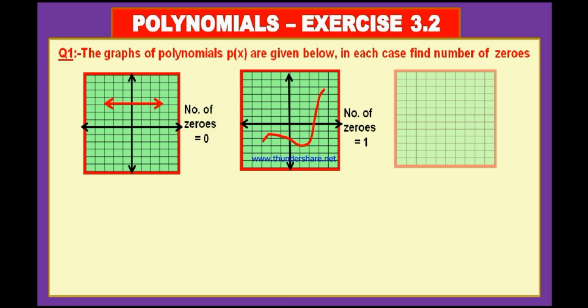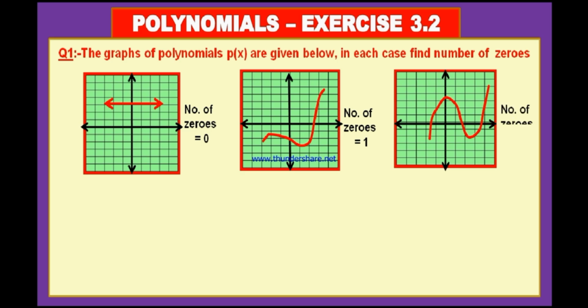Now look at the third graph. In this third graph, again both x and y axes, and this is the curve. Now this curve is intersecting the x-axis at how many points? You may please count. This is the first point of intersection, this is the second point of intersection, and this is the third point of intersection. This curve is intersecting the x-axis at 3 points. Then the number of zeros of this polynomial is equal to 3.